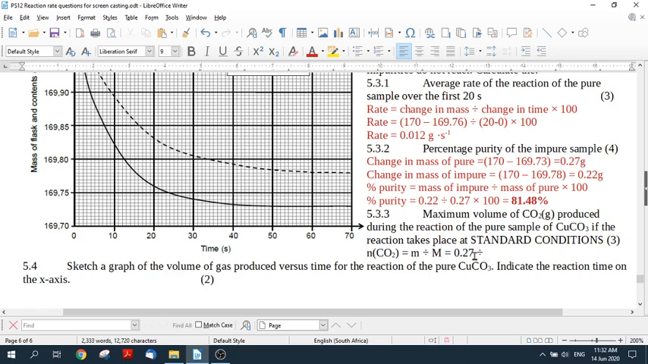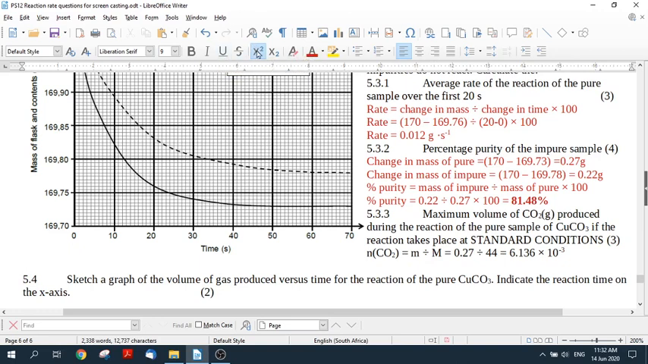And that is going to be divided by the relative molecular mass of carbon dioxide, which is 12 plus 16 plus 16, which ends up being 44. Okay. So you end up with something like 6.136 times 10 to the power of negative 3. Okay, you just have to put the numbers in your calculator. We know how to use n equals m over M. So that is now the number of moles that we have.